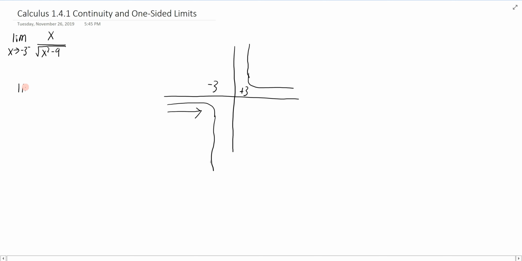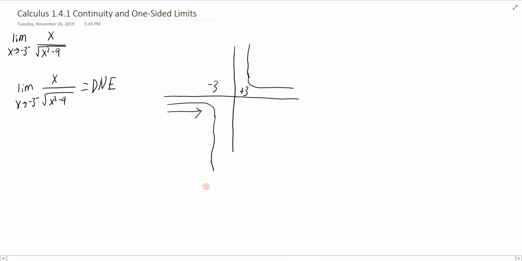So we get the limit as x goes to -3 from the left of x over the square root of x squared minus 9 is DNE. Does not exist. Simply because we're decreasing without bound. We're going to -infinity, but we don't know what the value is.